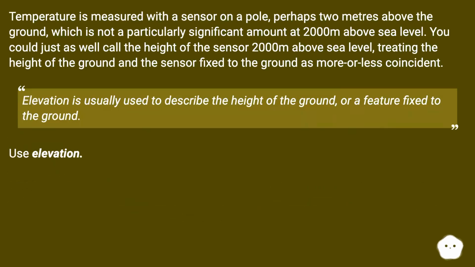Temperature is measured with a sensor on a pole, perhaps 2 meters above the ground, which is not a particularly significant amount at 2,000 m above sea level. You could just as well call the height of the sensor 2,000 m above sea level, treating the height of the ground and the sensor fixed to the ground as more or less coincident. Elevation is usually used to describe the height of the ground or a feature fixed to the ground. Use elevation.